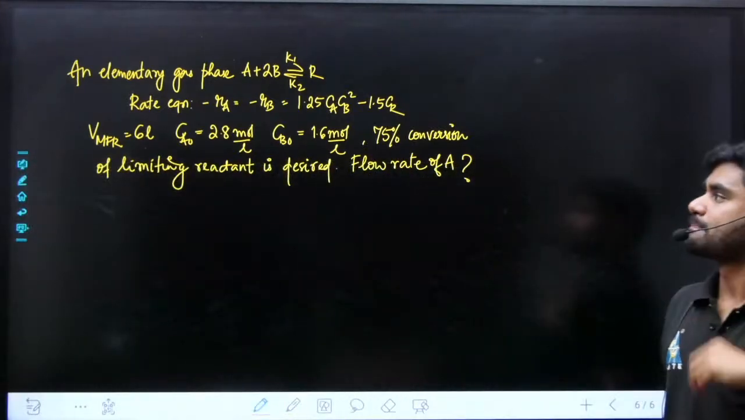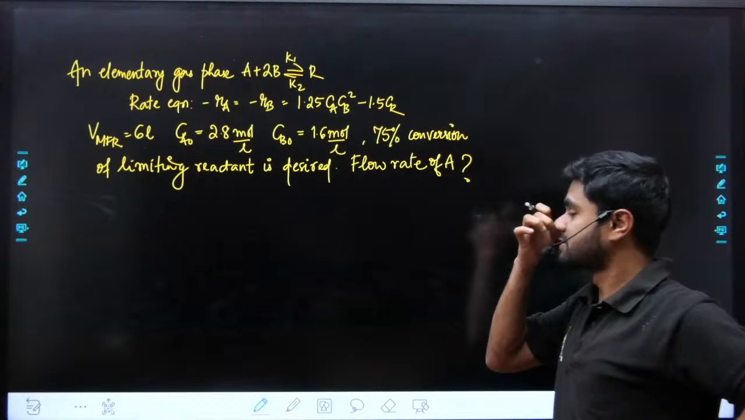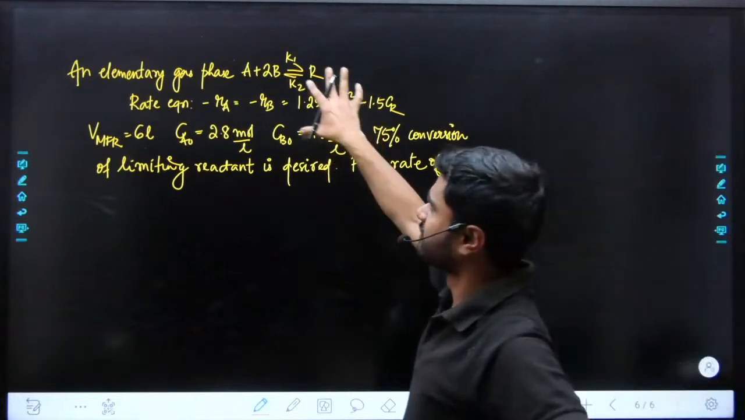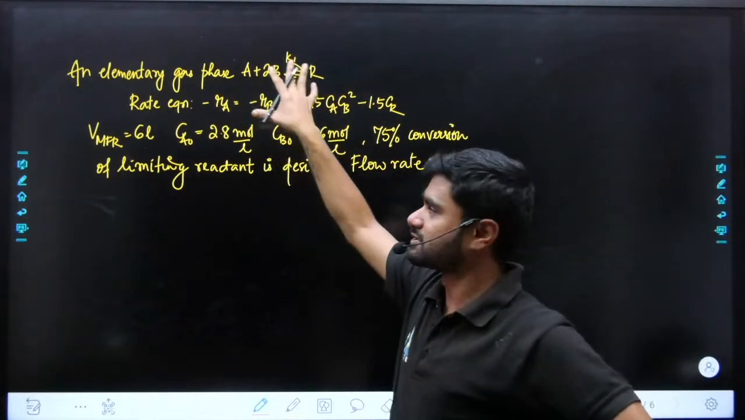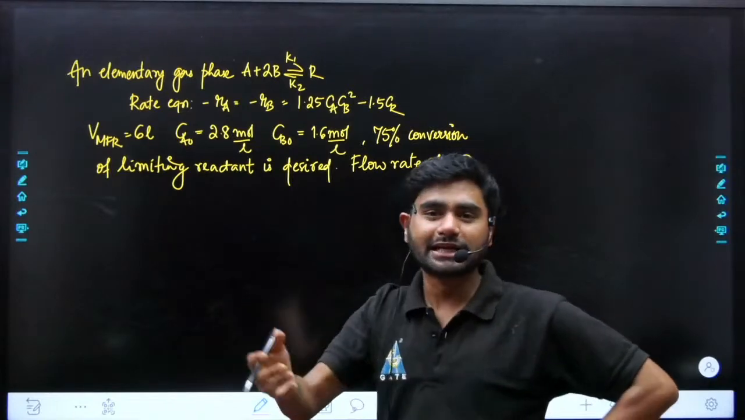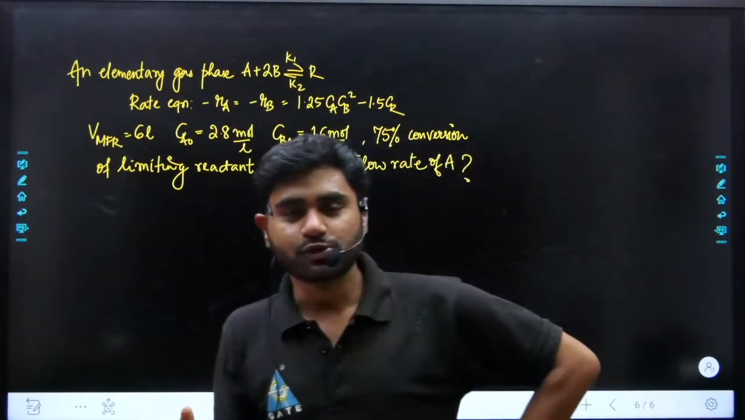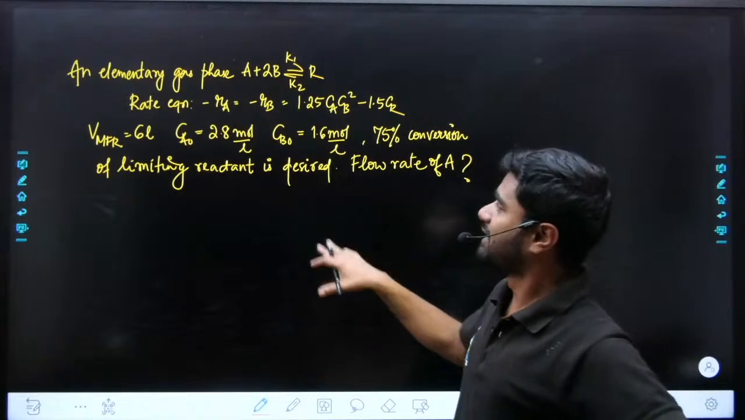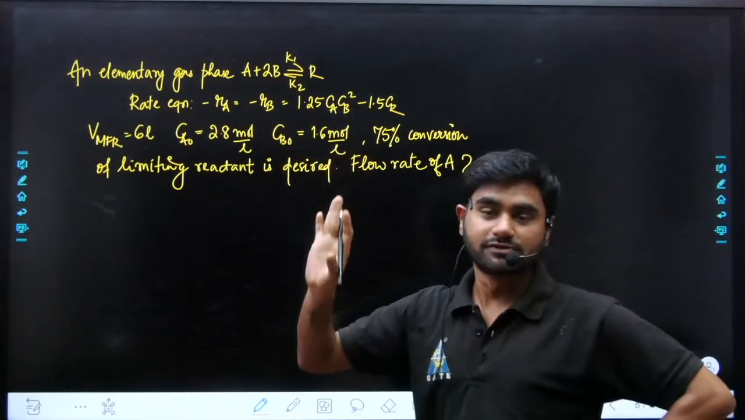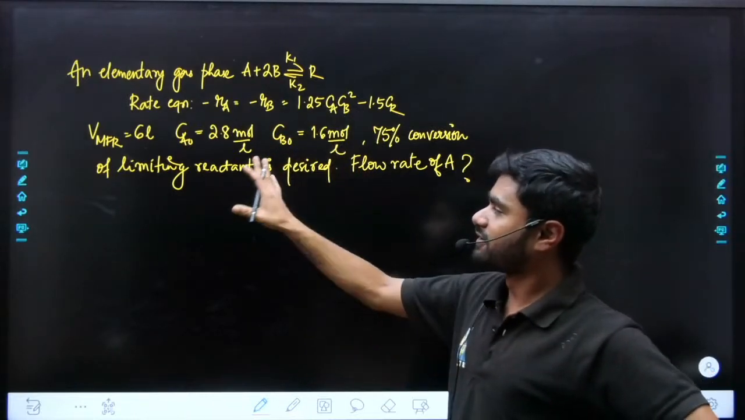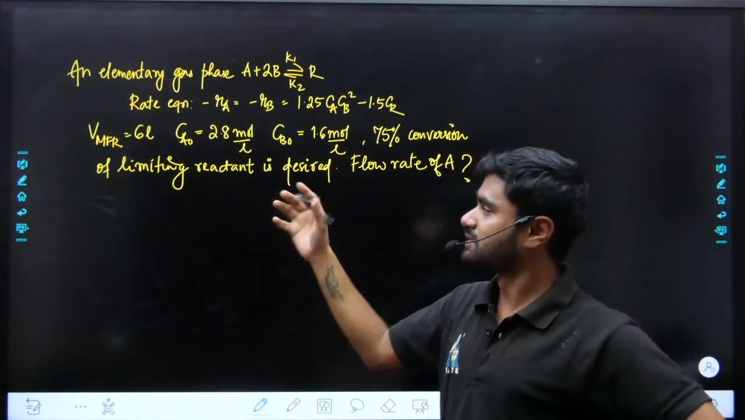You have an elementary reaction which is reversible. Do not get confused with such types of reactions just because it's reversible. You may be thinking that it may be very complicated, right? So how can we proceed? We have been given the rate equation as well. It's very good. And the volume of MFR, again the CSTR question, is given.